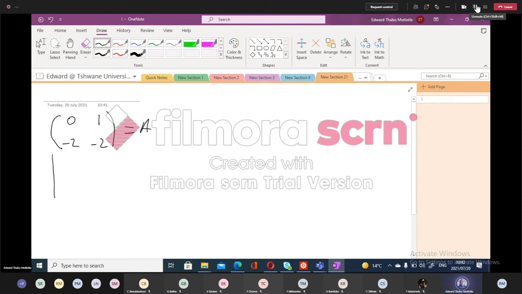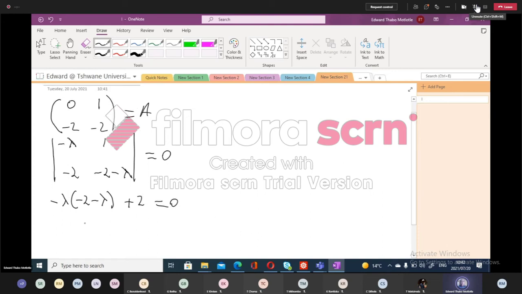So the determinant will be lambda minus lambda here. So it's 0 minus lambda. So minus 2, 1 minus 2 minus lambda. And we equate this to 0. So we have minus lambda minus 2 minus lambda plus 2 equals to 0. So we have 2 lambda plus lambda squared plus 2 equals to 0.